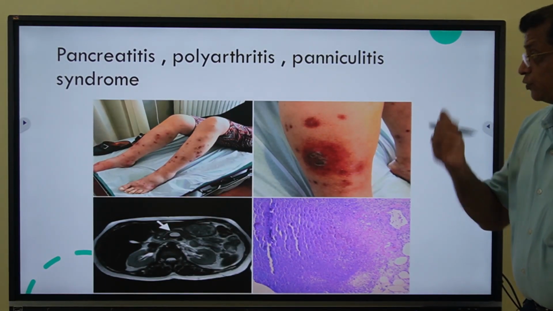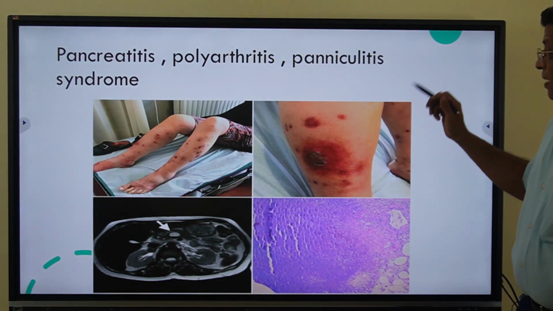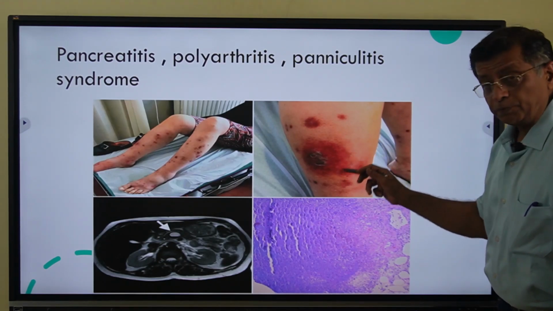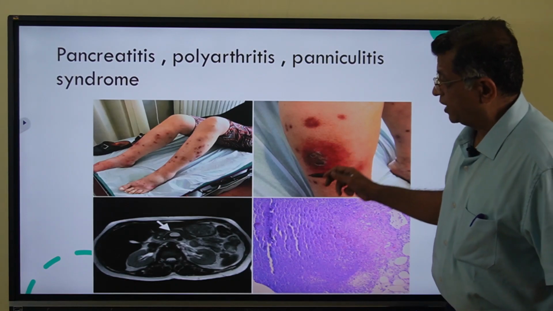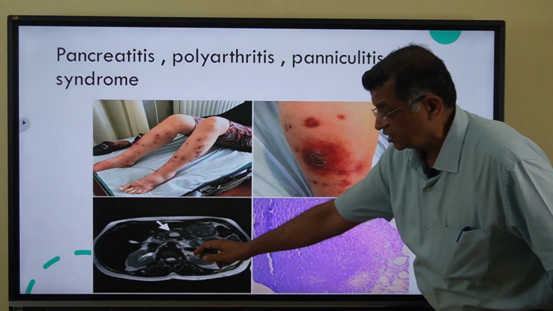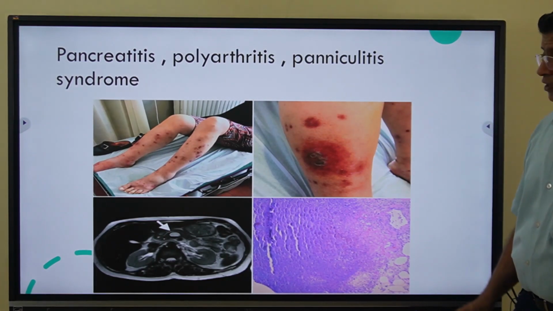Sometimes patients present with what is called pancreatitis, polyarthritis and panniculitis. Panniculitis means the inflammation of the subcutaneous fat. So this is the inflammation of subcutaneous fat plus there is arthritis and there is pancreatitis. So this is the triple P, pancreatitis, polyarthritis, panniculitis syndrome.